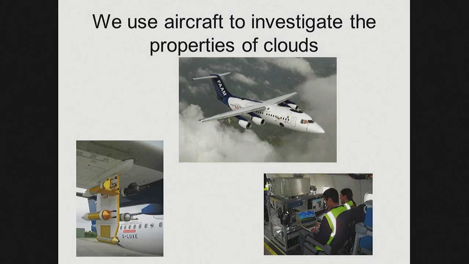So just to show you some examples that tell us that, I told you that parcel theory is a fairly good approximation for the liquid water content in a stratocumulus. We use aircraft to investigate the properties of clouds. This is one of them, the Facility for Airborne Atmospheric Measurements aircraft that we use. It's based down in Cranfield, and we fly this aircraft through clouds. The scientists sit in there. It's basically a passenger aircraft that's been converted to a science aircraft. There's instruments that sit on the wings, and we use these to characterize the clouds.